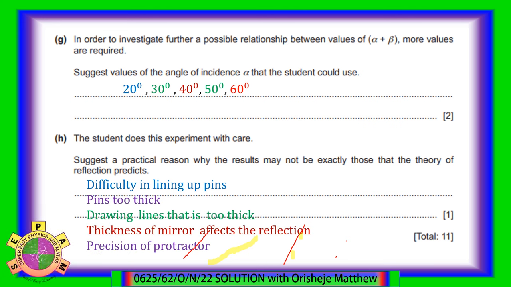Now, the thickness of the mirror also affects reflection. Then the precision of your protractor. If the protractor you are using has a calibration defect, it is going to affect the result you will measure. And that will make your result different from the actual theory of reflection, which says that the angle of incidence is equal to the angle of reflection.